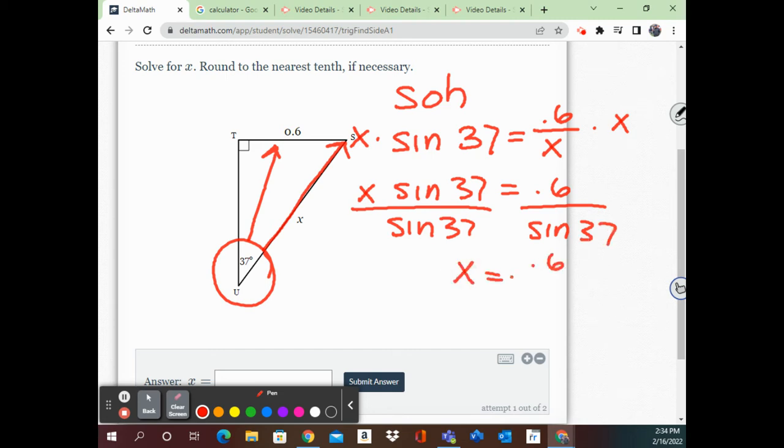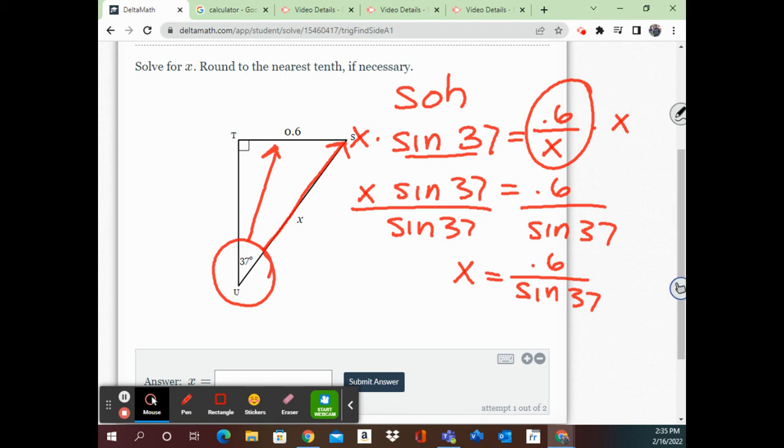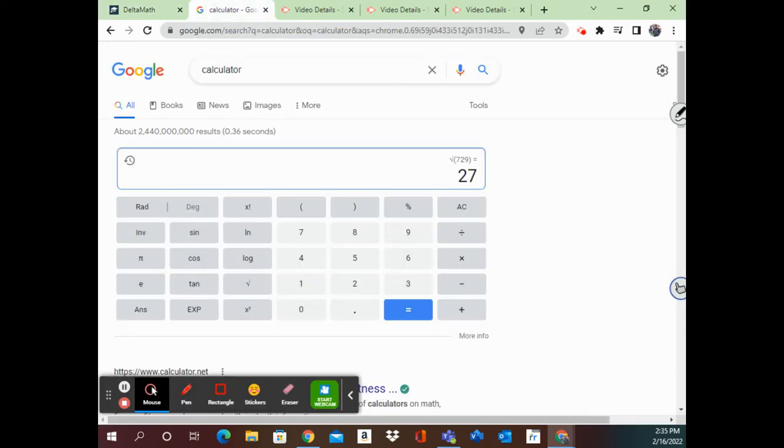So 0.6 divided by sine 37. So this is what I mean by division. So in the beginning, we had sine 37 and 0.6 over x. If you really just switch the x and the sine 37, you have what we see on the screen now, right? And what we're going to do for all of these, we're always going to use our calculator, but we're going to go to our calculator now.